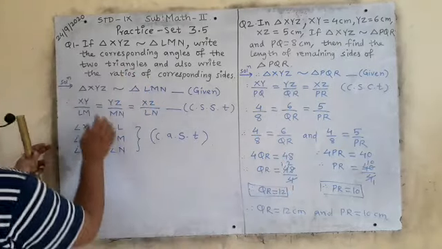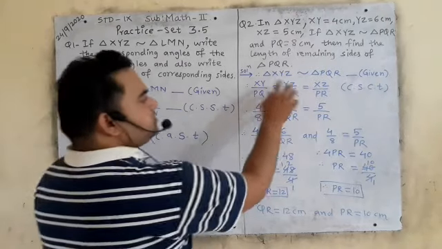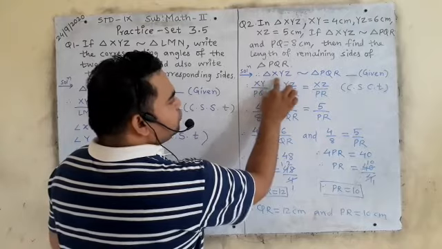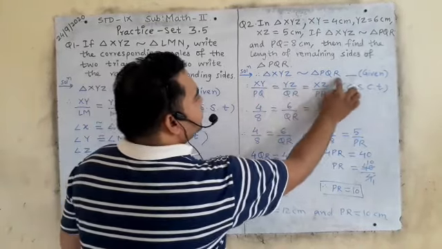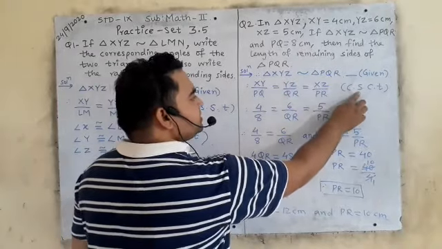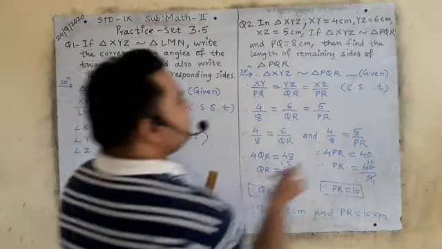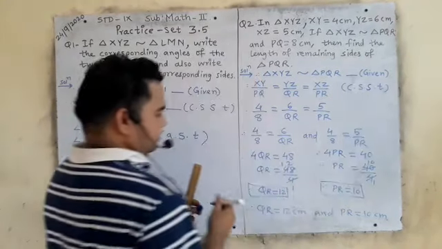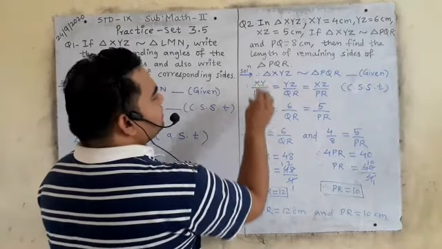And here is how you write the corresponding sides of similar triangles. You will write first two, XY upon first two, PQ; YZ upon QR; and XZ upon PR. These are the corresponding sides of similar triangles. Is it clear? Now we have to write the given lengths.